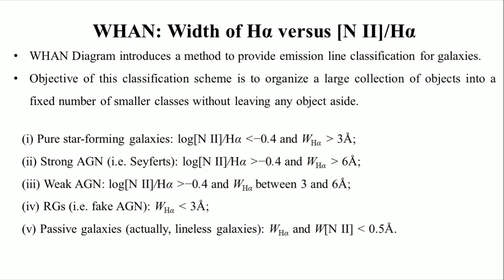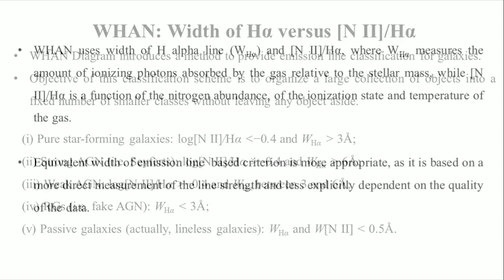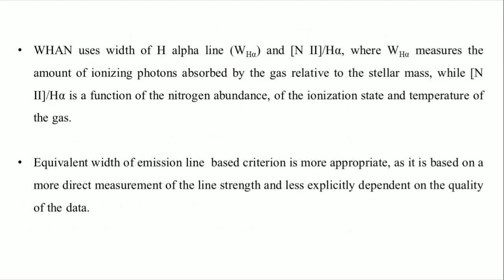So we see that the galaxies are classified into five classes: pure star forming galaxies, strong AGN, weak AGN, RG, and passive galaxies. Now we need to understand why these particular lines, and how it benefits us over other already existing emission line classification schemes, which we'll actually come back to a bit later.